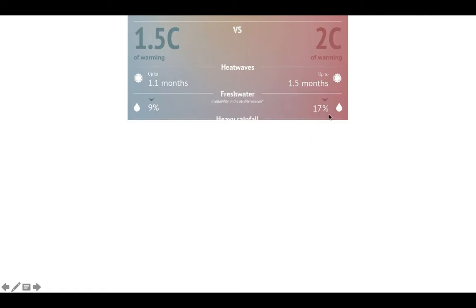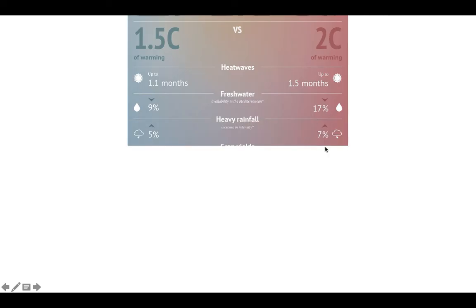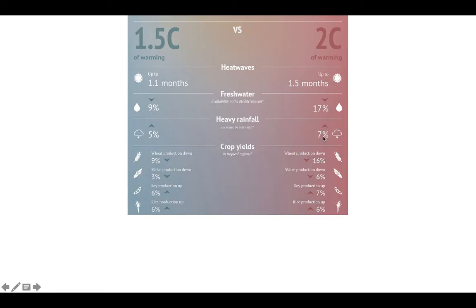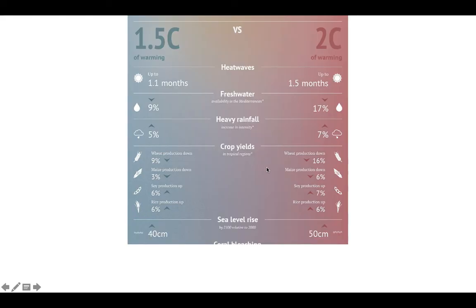A substantial decrease in the availability of fresh water in the Mediterranean. A substantial increase in the amount of heavy rainfall in certain parts of the globe, substantial decreases in crop yield in terms of corn and wheat, but we will see an increase in production of soy and rice. And you can see the differences. Wheat production is down 16% at 2 degrees Celsius. It's only down 9% at 1.5 degrees Celsius. That's almost double. So it's a pretty big impact.